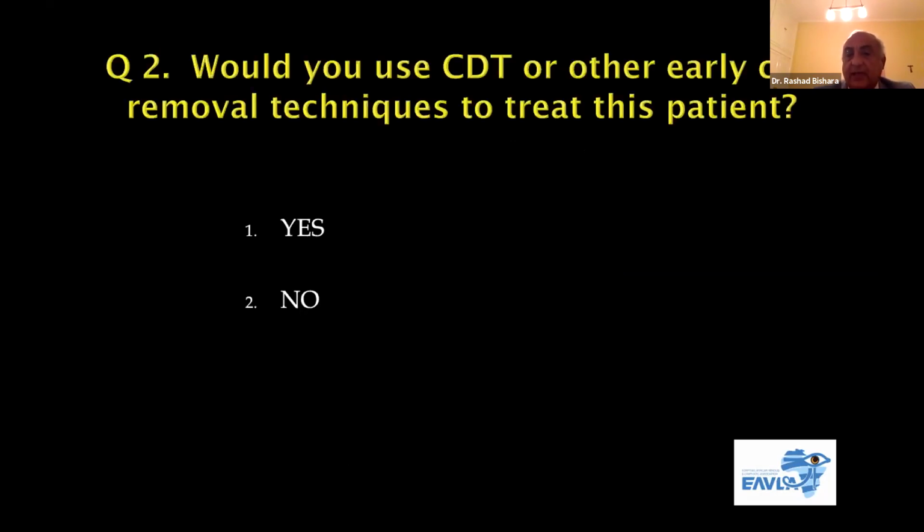Now, this is the second question. Catheter thrombolysis, with or without mechanical methods, is controversial. The question is, would you use catheter thrombolysis or other thrombus strategies to treat this patient? Please answer yes if you would use catheter-directed thrombolysis, or no if you would use only anticoagulation. We'll leave a few seconds to get the answers.